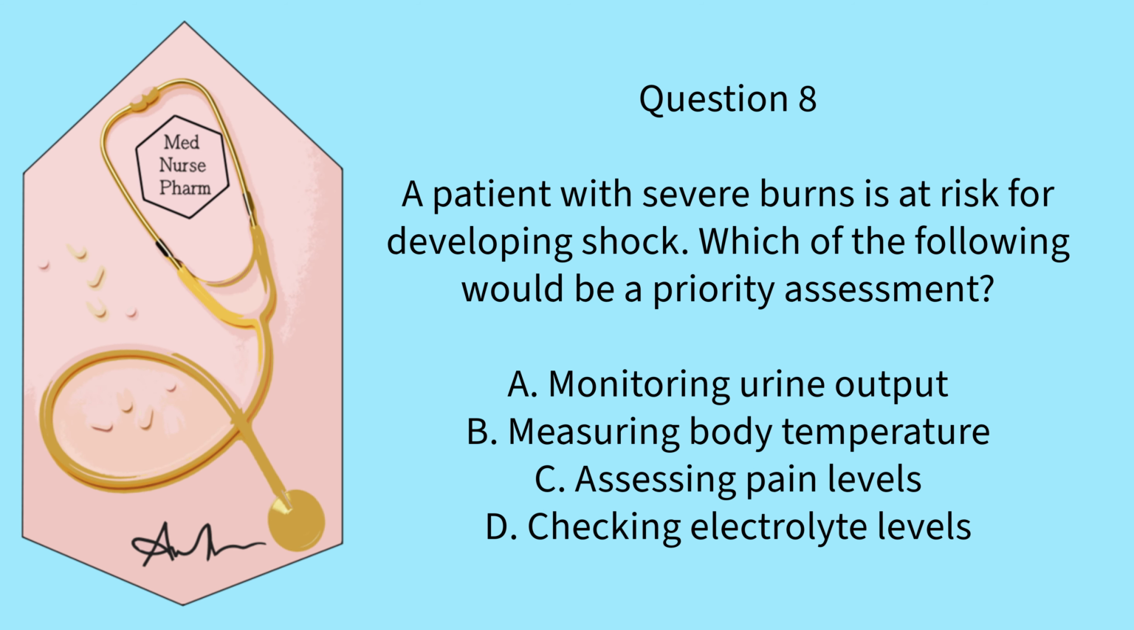Question 8. A patient with severe burns is at risk for developing shock. Which of the following would be a priority assessment? Monitoring urine output, measuring body temperature, assessing pain levels, checking the electrolyte levels. Pause the video and select your answer.